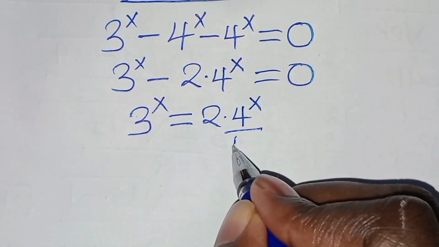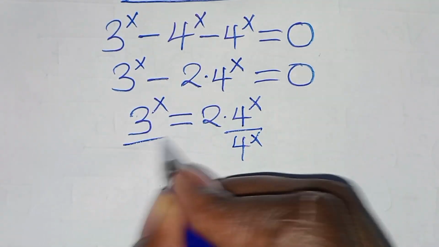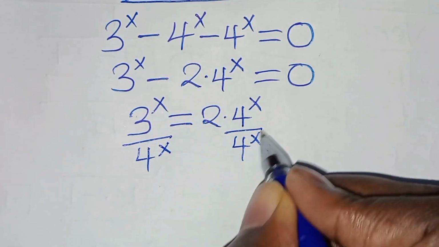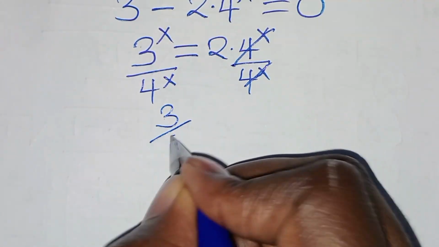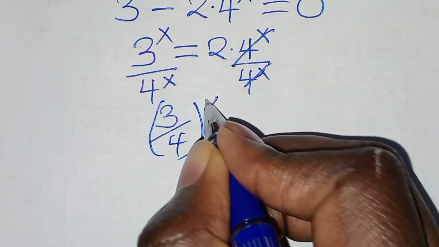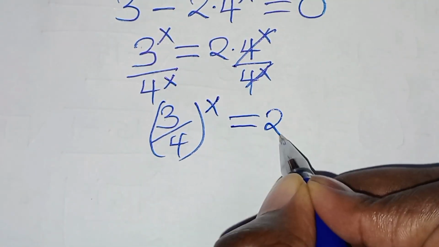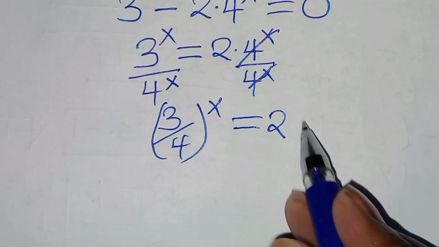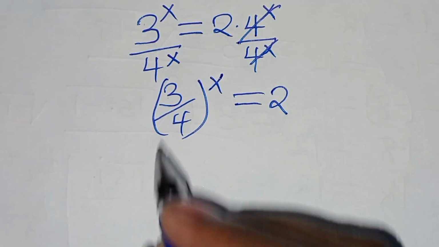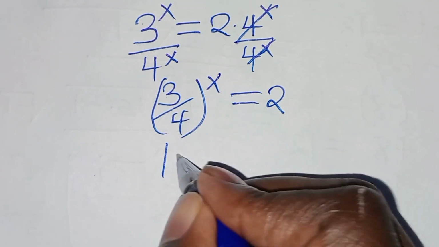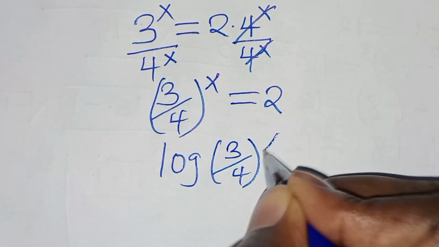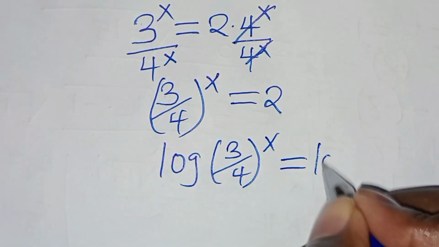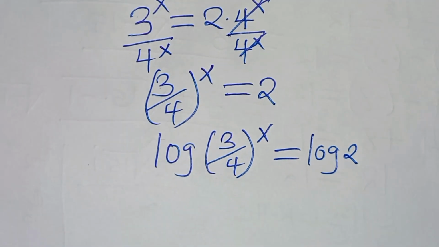Let's divide both sides by 4 to the power x. 4 to the power x simplifies, so here we have 3 over 4 raised to the power x equal to 2. To solve for x from here, we introduce logarithm on both sides. So here we have log of 3 over 4 raised to the power x equal to log 2.